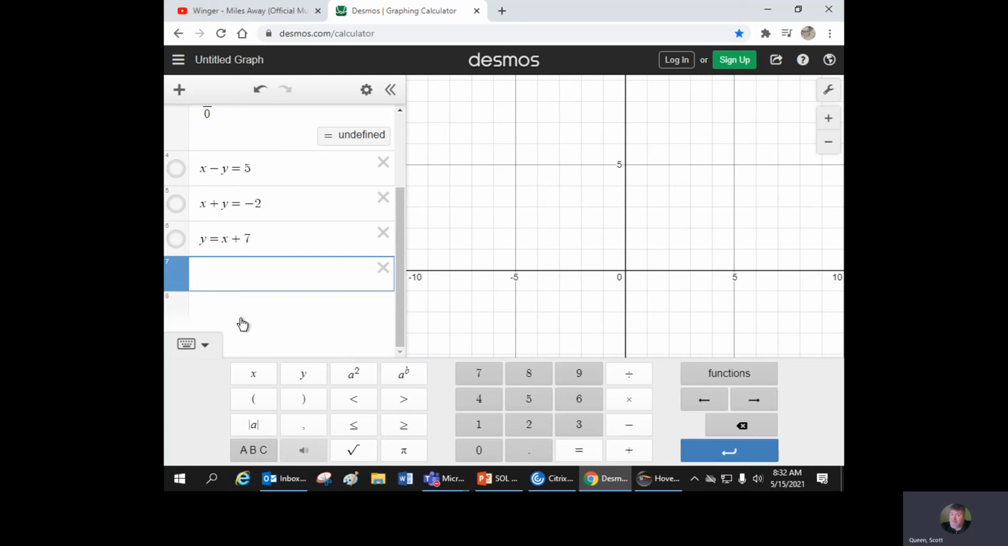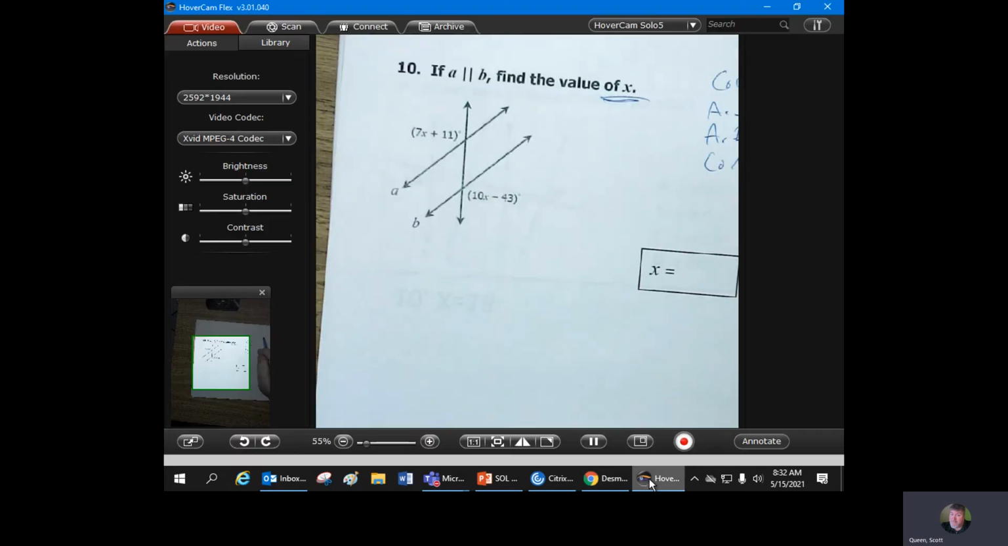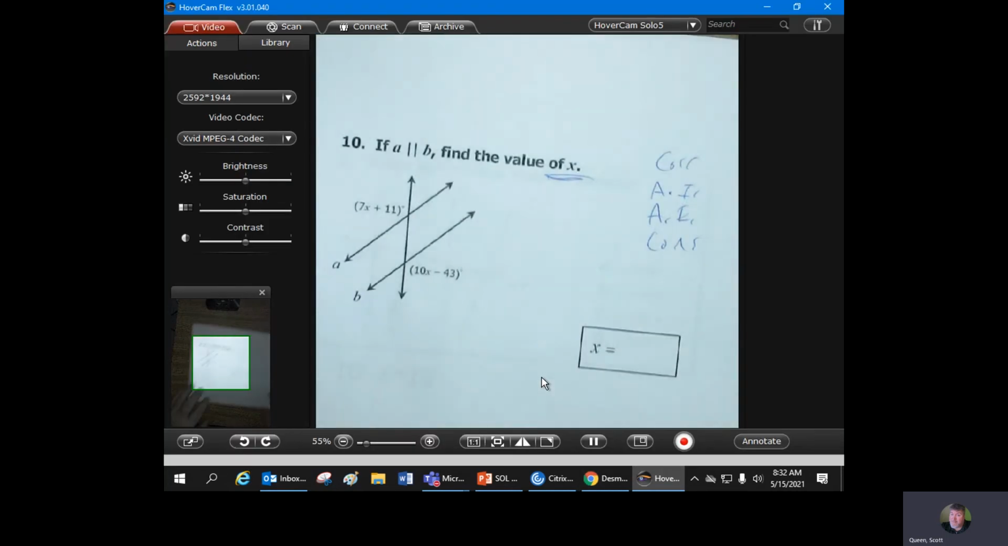Slope, parallel lines and transversals. If A is parallel to B, find the value of x. So this comes back to those relationships: corresponding, alternate interior, alternate exterior, and consecutive. We got parallel lines and a transversal, and those four relationships prove parallel lines. Three of them are congruencies, and one of them is supplementary, meaning they add up to 180.